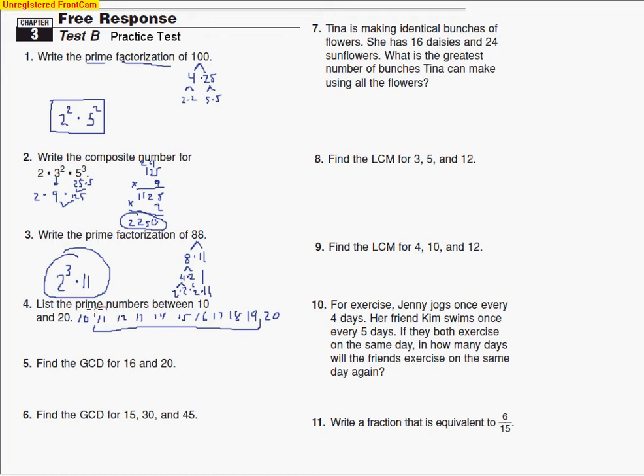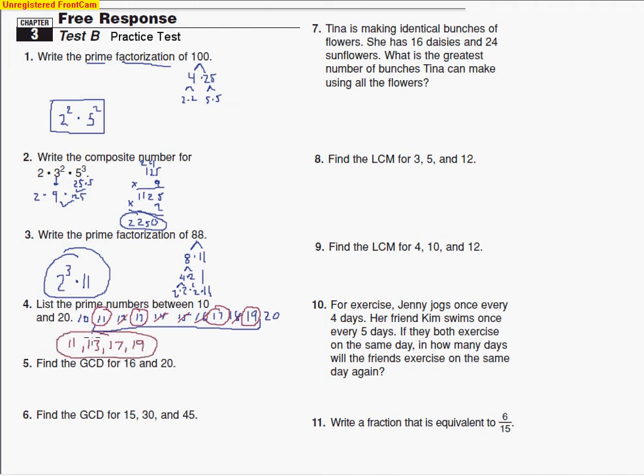So 11 is prime because I can't divide it by anything except 1 and 11. 12 has factors of 2, 6, 4, and 3, so that wouldn't work. But 13 is prime, it has just 1 and 13. 14 has factors of 2 and 7, so any even number is not going to work, so we can cross those out right away, the even numbers, because all even numbers you can divide by 2. 5 goes into 15, so that's not going to work. So the only ones that are left are 17 and 19. We already circled 11 and 13. So those are the numbers, 11, 13, 17, and 19.